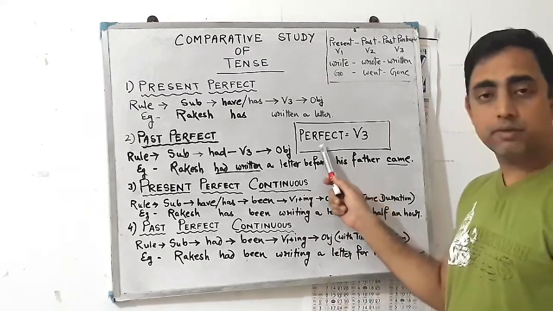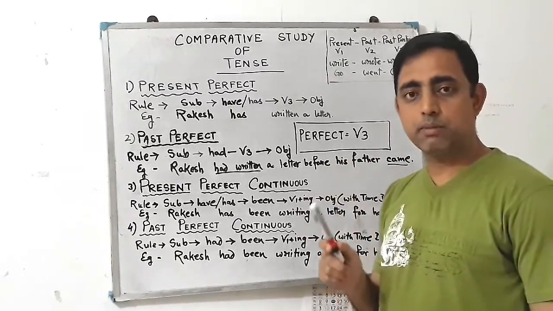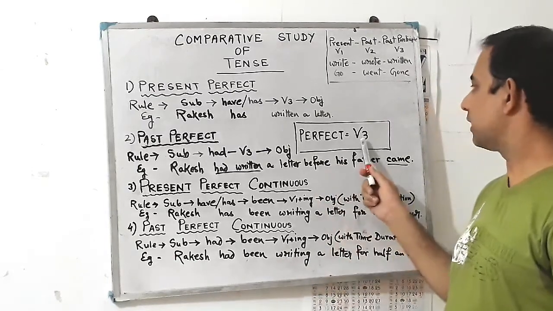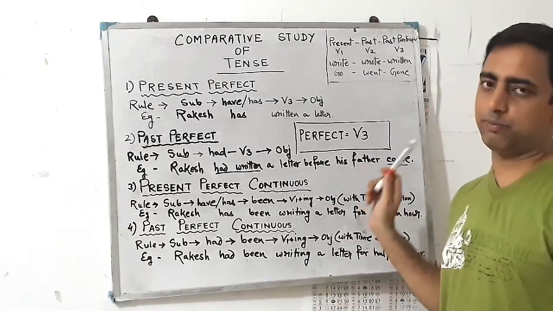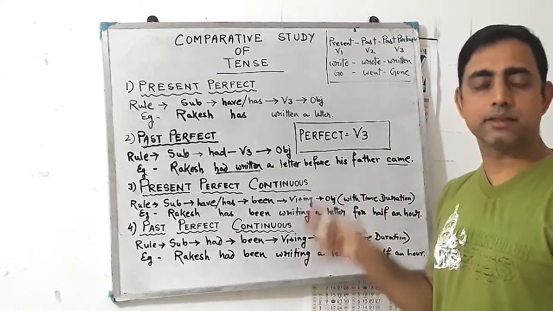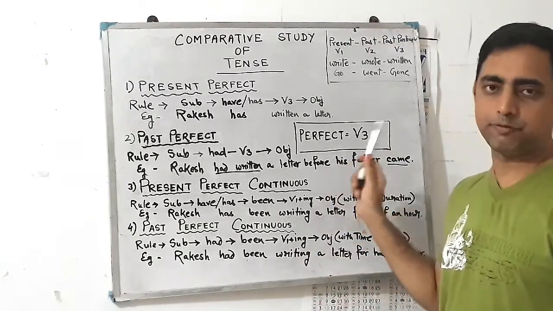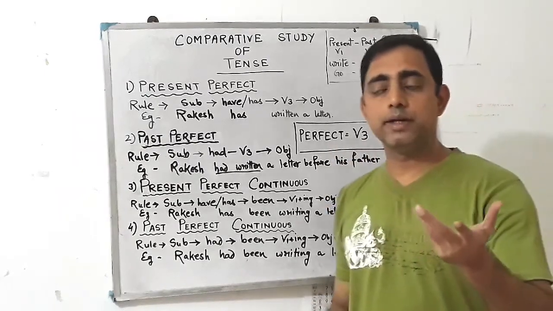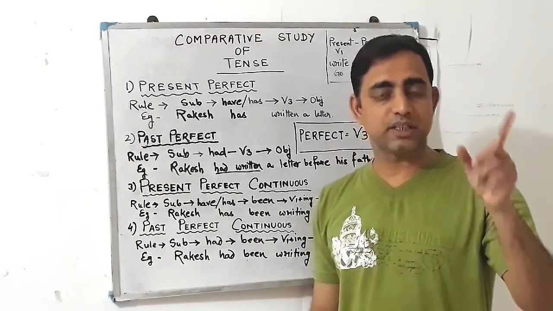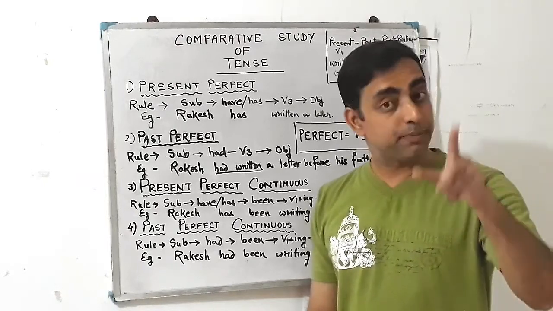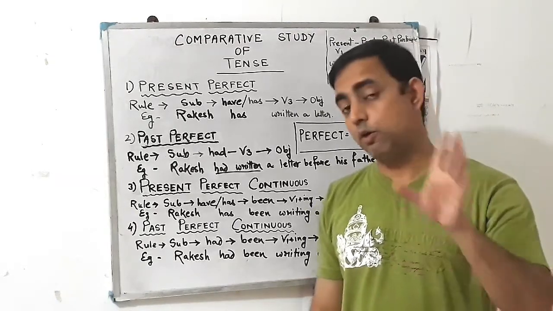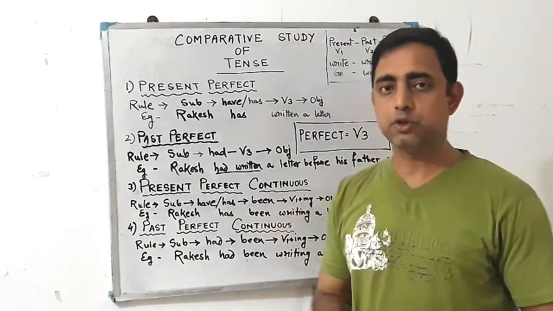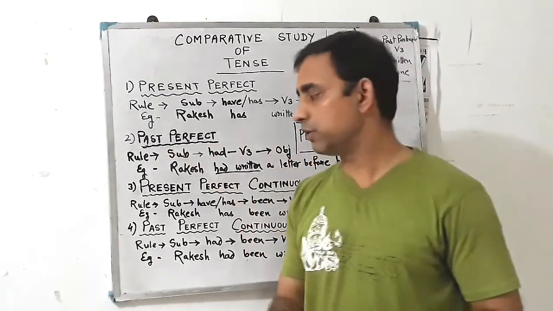Perfect. Whenever you see or write about some perfect tense, that means the third form. You need to write the third form of verb in perfect tense. And I have already stated the golden rules of present continuous and past continuous, simple past and simple present. I think you should watch that video also, so that you will be able to know the golden rules.